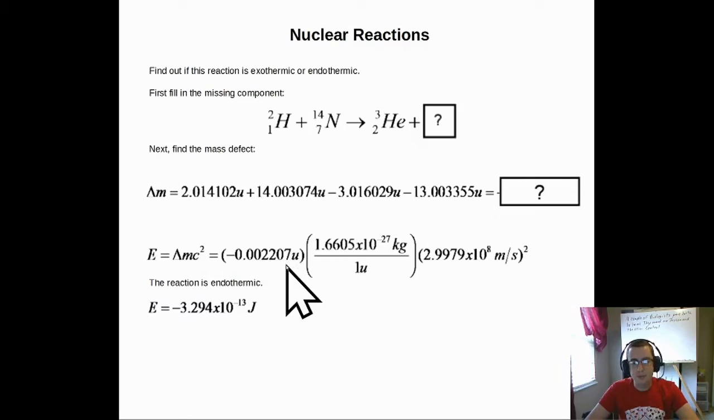units of mass. When you plug that in, we find that there's actually a negative energy of negative 3.294 times 10 to the minus 13 joules. You can work through the math yourself if you'd like, but ultimately, because it winds up being negative, that means it's an endothermic process. So more energy was required to make it happen than was released through the reaction.